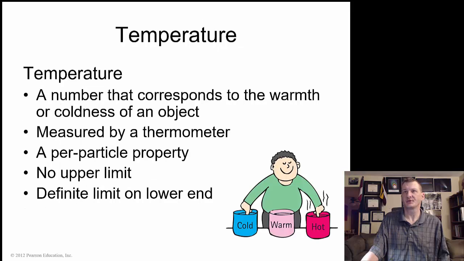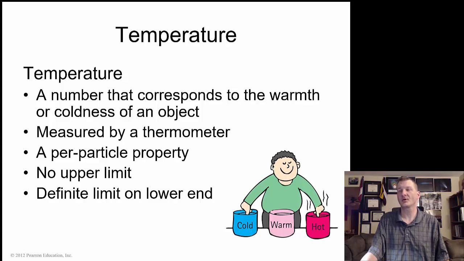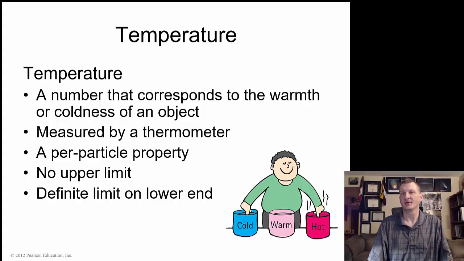So we're talking about temperature. Temperature is simply a number that corresponds to the warmth or coldness of an object and can be measured by a thermometer. It has no upper limit to it, but it definitely has a lower limit on the lower end.